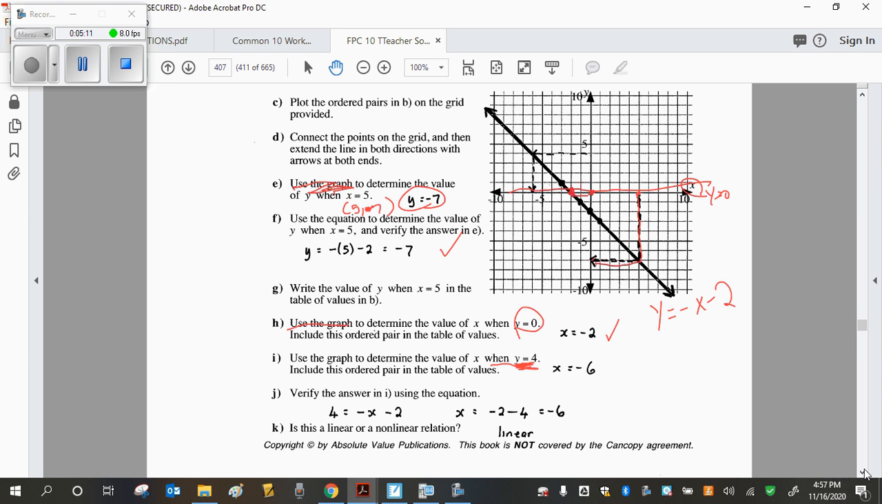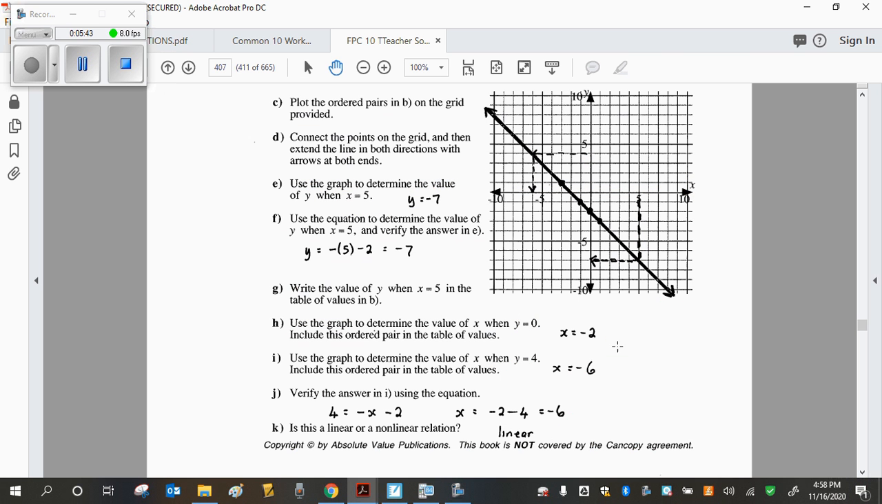Use the graph when, what's the value of x when y equals 4? So 4 up. That means the graph is 4 up. That's right here. And again, we hit the graph and go straight down, and we see that x equals negative 6. So that point is negative 6, 4. That is negative 2, 0. And is it a linear relation? Yes, it is. It's a line. Don't forget that question, so I can give you full marks.